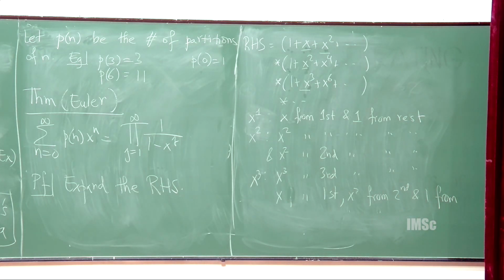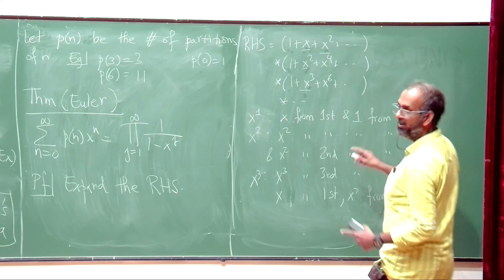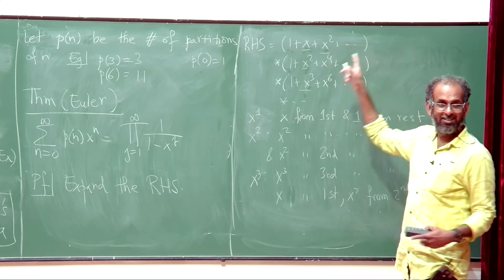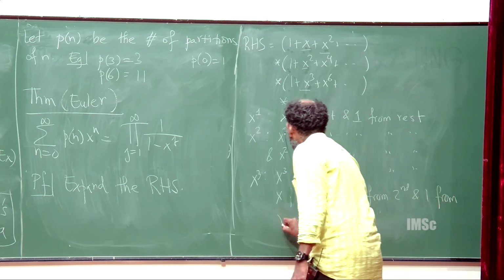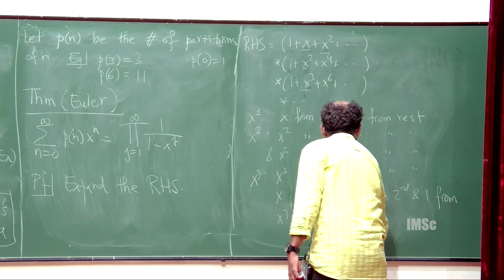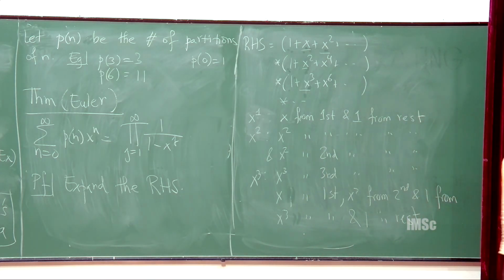Yes, what else? Is there anything else? I can't see another one. Well, okay. Look at the first term. Oh, yeah, there's an x cubed in the first. So that's x cubed from the first and 1 from the rest. Anything else? That's all.